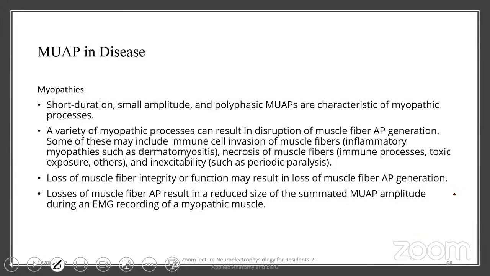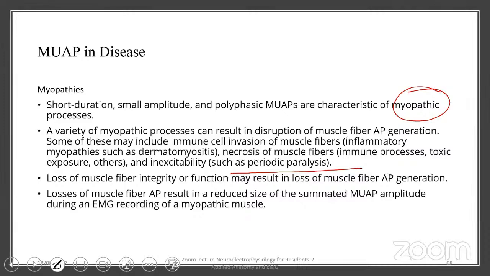Short duration, small amplitude, polyphasic MUAPs are characteristic of myopathic process. A variety of myopathic processes can result in disruption of the muscle fiber action potential generation. Some of these include immune cell invasion of the muscle fiber, that is inflammatory myopathies, dermatomyositis, polymyositis, necrosis of muscle fibers, immune process, toxic exposure, and inexcitability, periodic paralysis. So in periodic paralysis, if you put in a needle, there will be no MUAP.